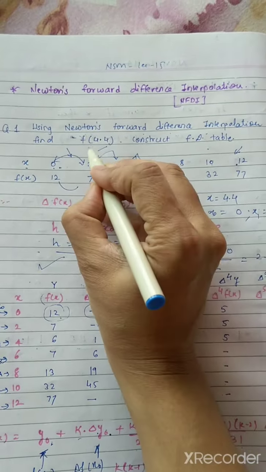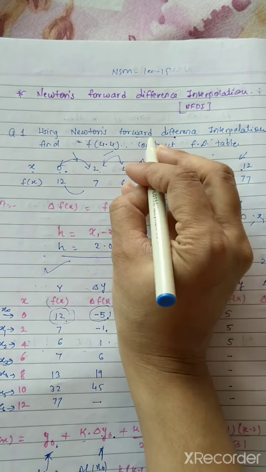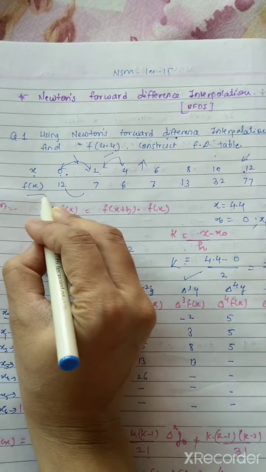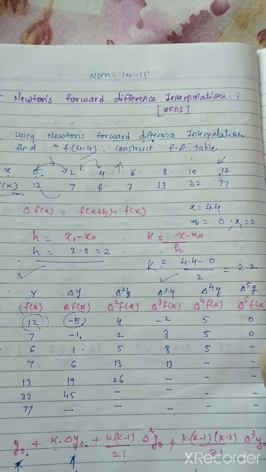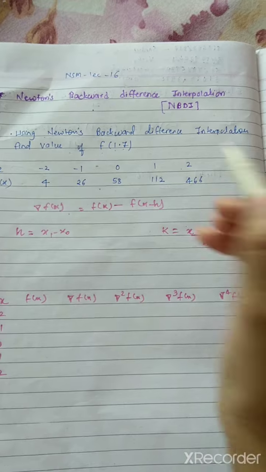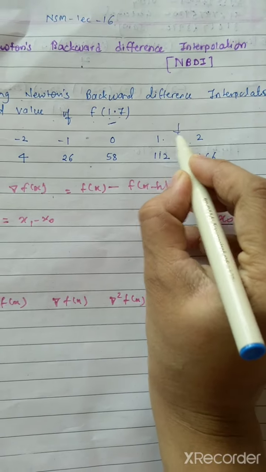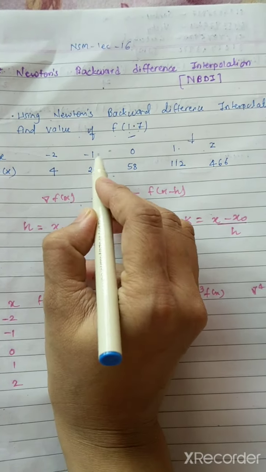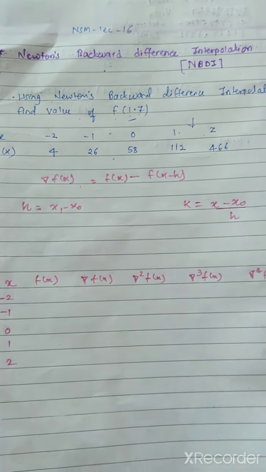Yesterday we calculated the value of f of 4.4 by forward difference interpolation. As I've told you, we use forward difference interpolation when we have to calculate a value near the start of the table, and we use backward difference interpolation when we have to calculate a value from the end, from behind. Now we have to calculate the value at 1.7. 1.7 is between 1 and 2, and our x starts from -2, -1, 0, 1, 2. So 1.7 will come here, and we'll use backward difference interpolation.